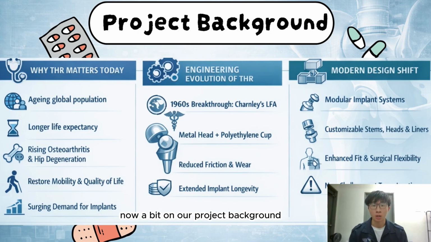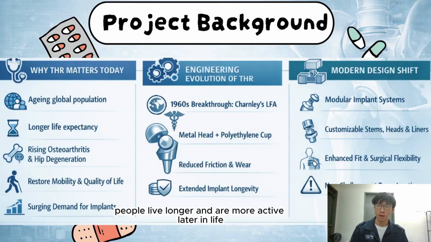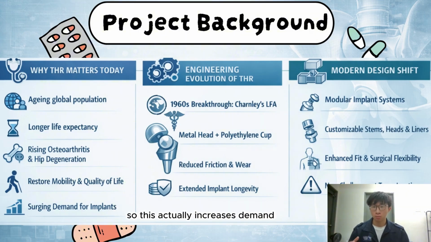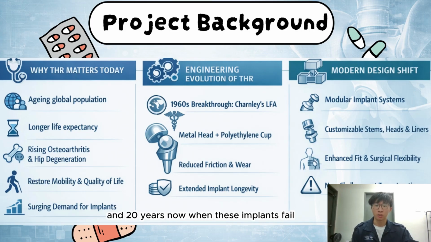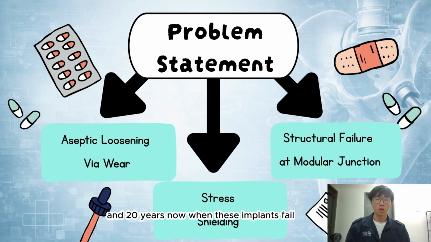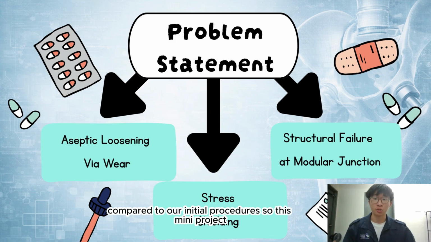Now a bit on our project background. This mini project is driven by the aging global population and longer life expectancy. People live longer and are more active later in life. This increases demand for total hip joint replacement. This pressure leads to significant advances in implant design and materials. However, as of today, our implants only last between 15 and 20 years. When these implants fail, the revision surgeries required are not only more expensive and more complicated, they're also more dangerous compared to our initial procedures.